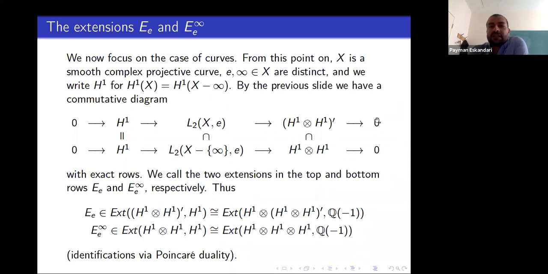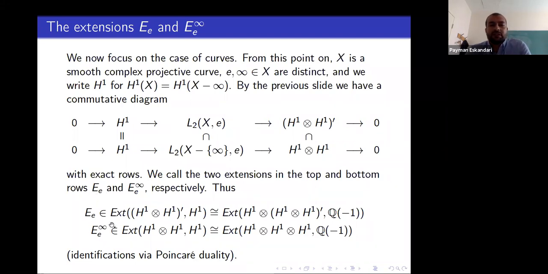Now, we get these two extensions that are going to play a crucial role in the rest of the talk. So let's give these two extensions names. I'm going to refer to the top extension by E sub E, and then the bottom extension by E sub E infinity. So this is an extension that you're getting from quadratic iterated integrals on a punctured curve X minus infinity, taking E as the base point, and this is the extension that you're just getting on the compact curve with E as the base point.